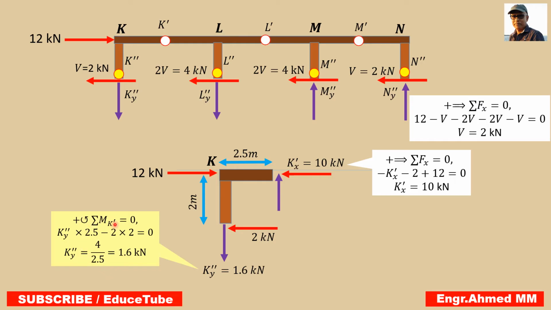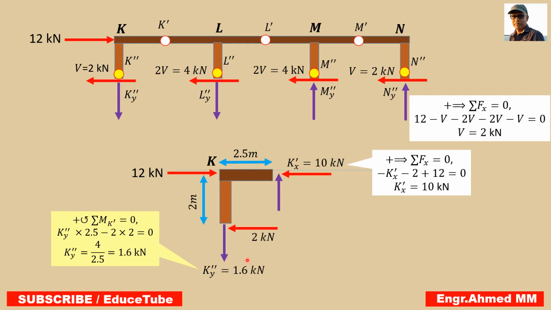Anti-clockwise positive. So this K double prime Y multiplied by 2.5, because we are taking moment about these points, minus of these 2 multiplied by these 2 equal to 4. So easily we can find K double prime Y equal to 1.6 kilonewton.